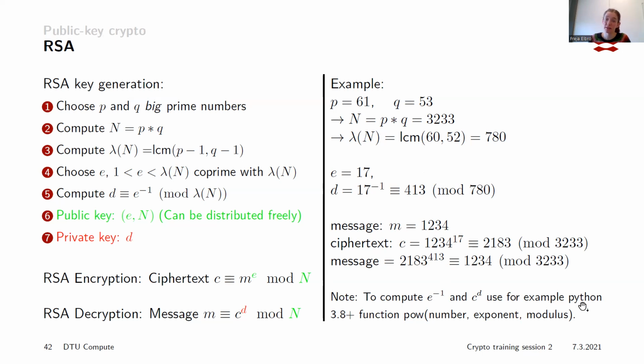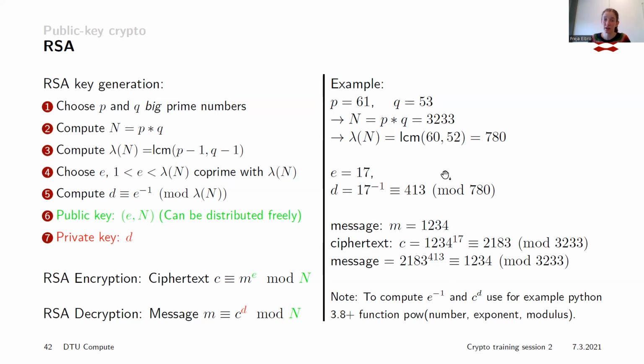Otherwise, you can use Python's function. Python has a function called pow, and for that one, you just give the number, and then you give the exponent, and then the modulus. So in order to calculate D here, for example, you would say, I want 17 to the power minus 1 modulo 780. And this function would return 413 to you.